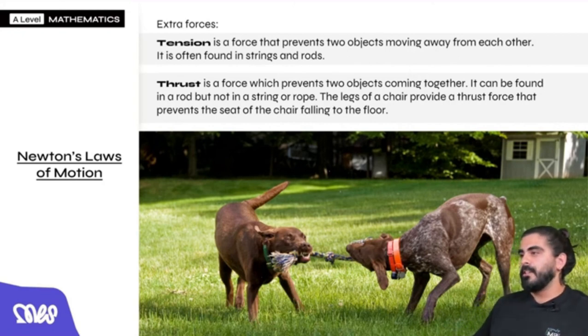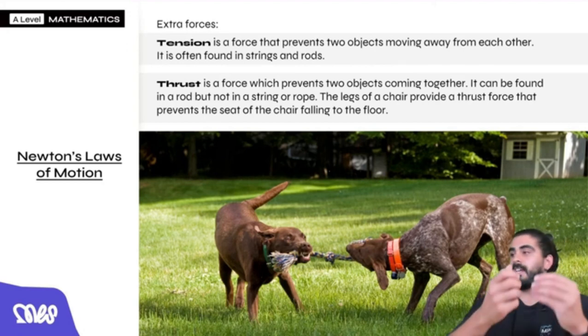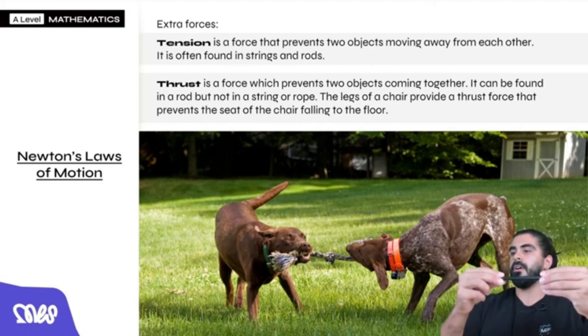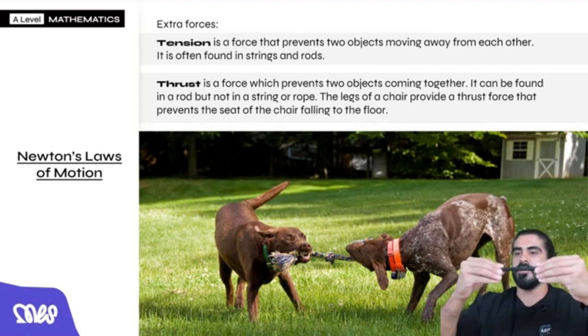Some extra forces that we like to use, mostly in quite difficult year 13 questions, are tension. Tension is a force that prevents two objects moving away from each other. It is often found in strings and rods. So, you could just take a pen. If you pull that pen apart, it doesn't break. Yeah, that's because of tension. The arrows would be pointing back towards the center of the pen. So the reason you can't pull the pen apart is because of tension.